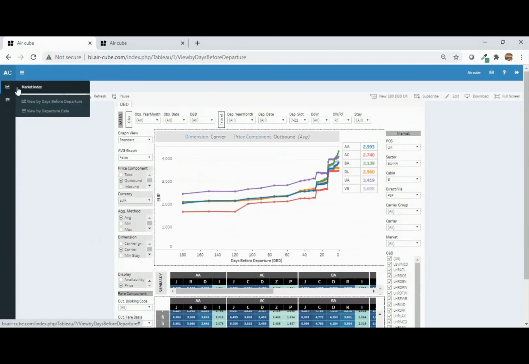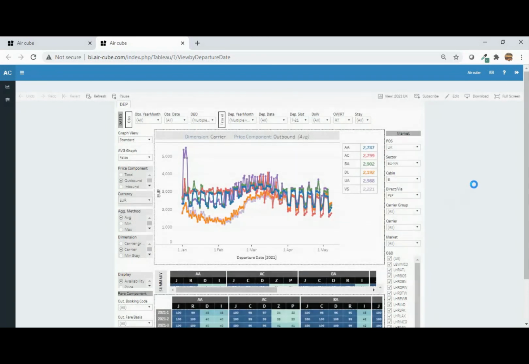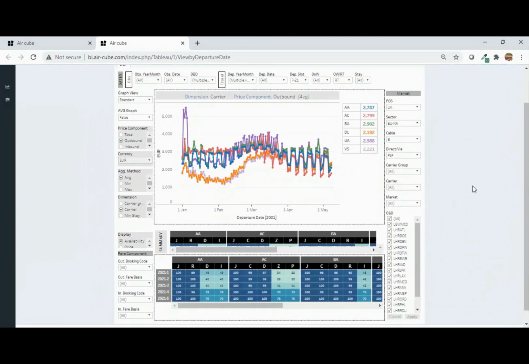And finally, there's one last thing, which is that this dashboard actually has two different views. Currently we've been looking at the view by days before departure, but you can actually move to a view by departure date, which I have here. So you can see the big difference is that the x-axis on the graph here, instead of being days before departure, we're looking at specific departure dates here in 2021, for example. And the same goes for the graph below that, which is now by departure month instead of days before departure.